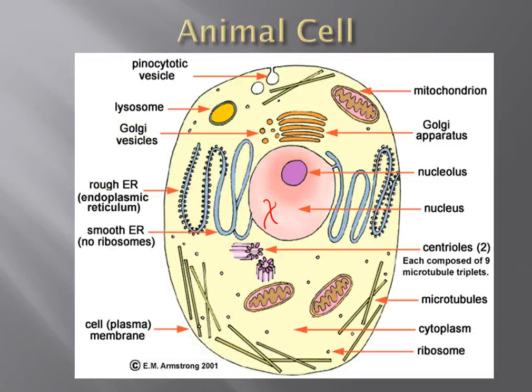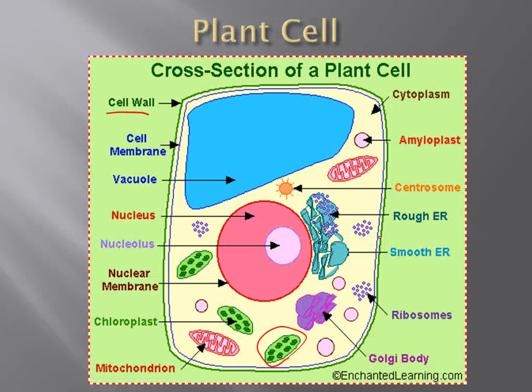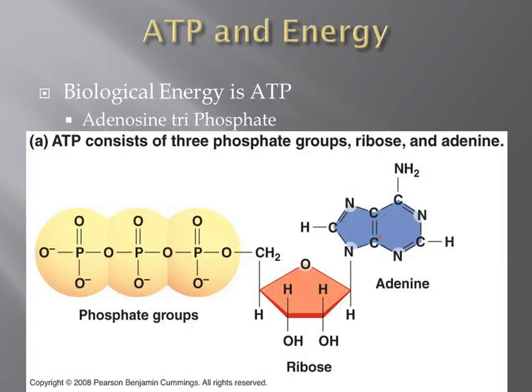Going back to the animal cell real quick, I can see them right here, these centrioles, those are something that only animal cells have. So animal cells have certain organelles that plant cells don't have, and plant cells have certain organelles that animal cells don't have.